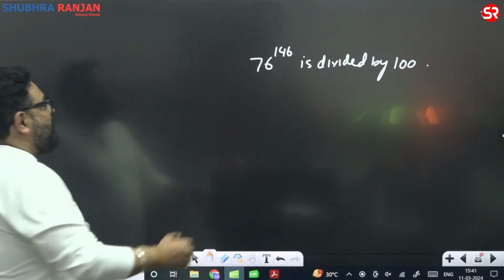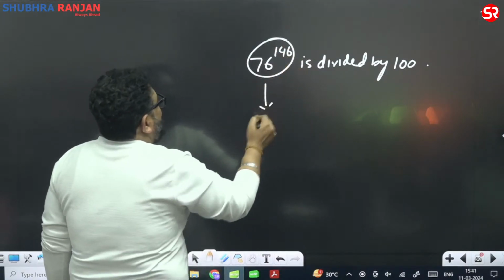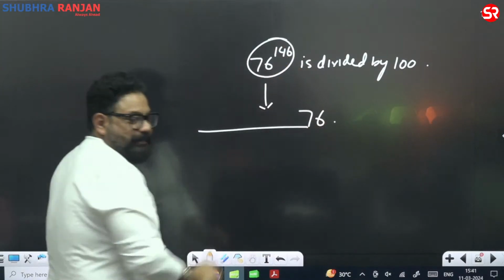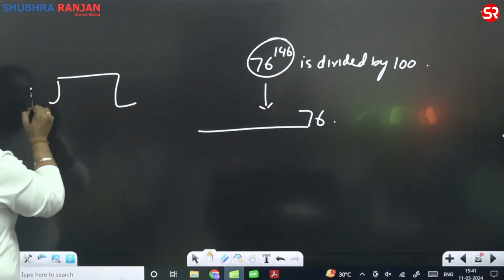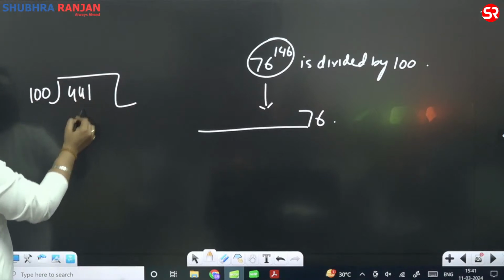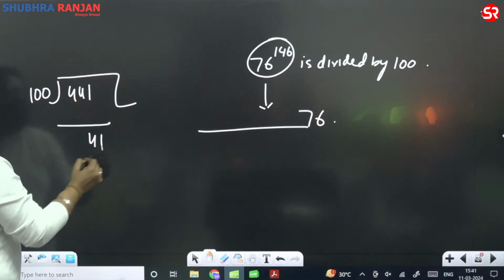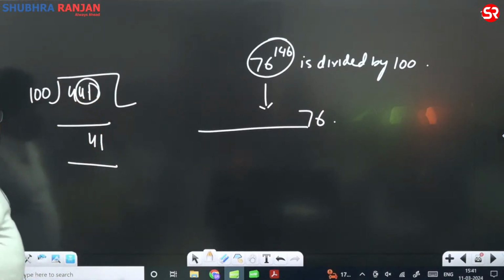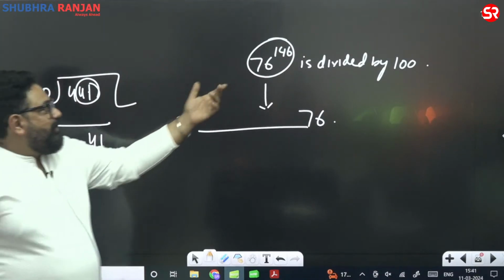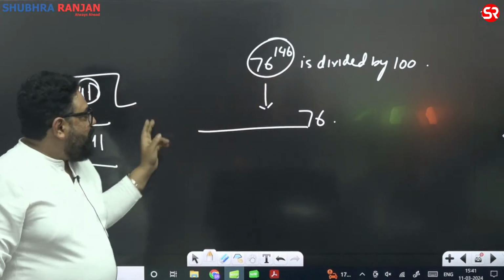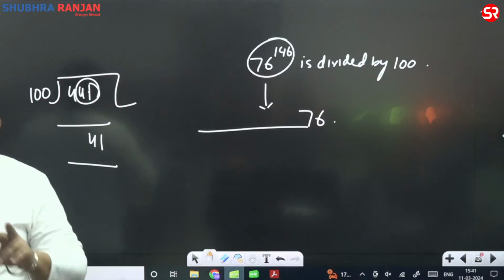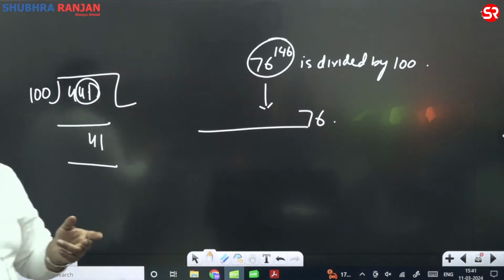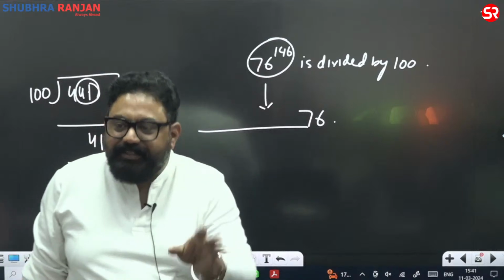Whatsoever this number is, it is always going to end with 76. And whenever you divide a number by 100, look, 441 divided by 100, what is the remainder? 41. Last two digits are the remainder, right? So this number is going to end with 76, and when you divide by 100, the remainder is going to be 76. Because in UPSC CSAT also their whole focus is remainders.